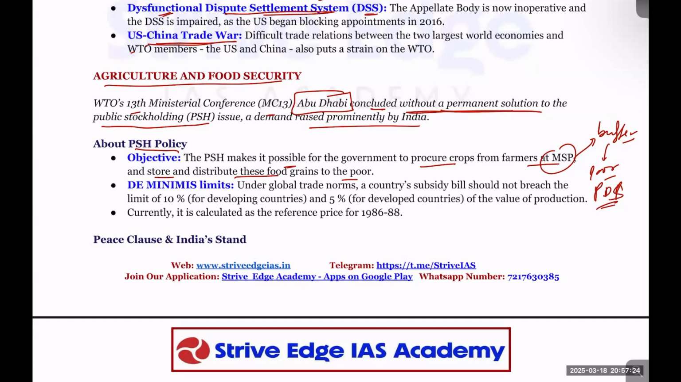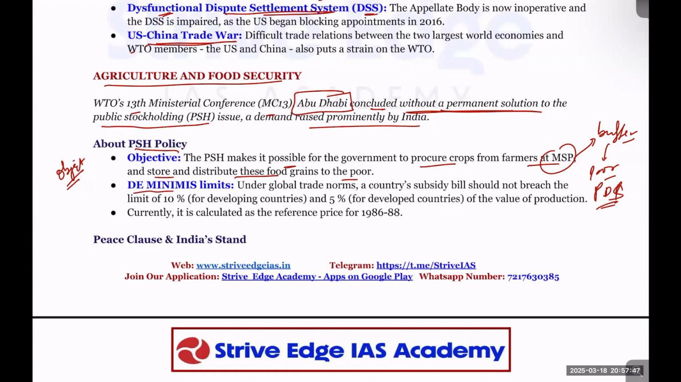What actually happens is that the developed countries object to it. Why is India doing this? They say this is creating a distortion in the Indian market, and also the international market. So that is what this public stockholding policy is all about.